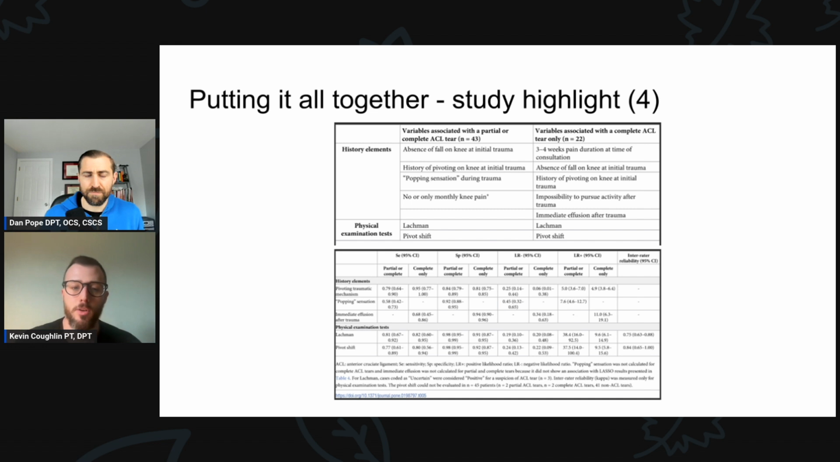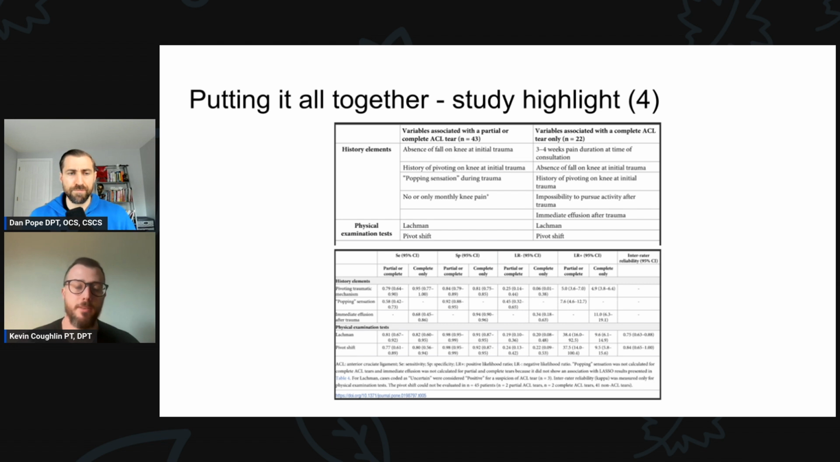So the variables that they were looking at with a partial or complete ACL tear, the variables in the patient's subjective history were an absence of a fall or an absence of a physical trauma, like they fell and they hit their knee. So I think we're thinking more a little bit non-contact. So in the patients who had an ACL tear, that was one finding. One is a history of pivoting on the knee to cause the initial trauma. We did talk about this a little bit, but reporting a popping sensation was a variable that was pretty consistent with an ACL tear. And no or only monthly knee pain.